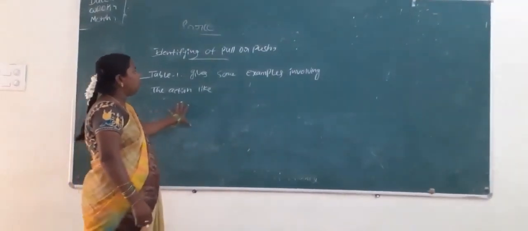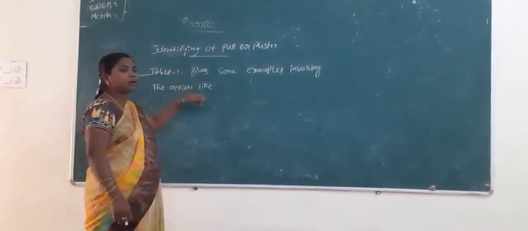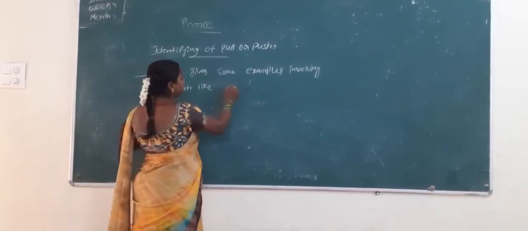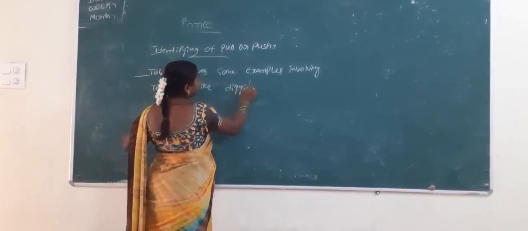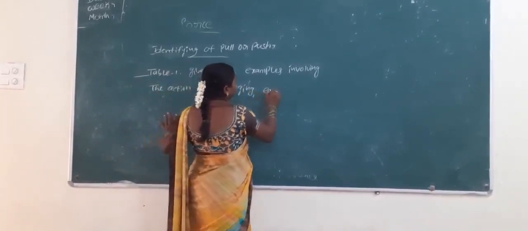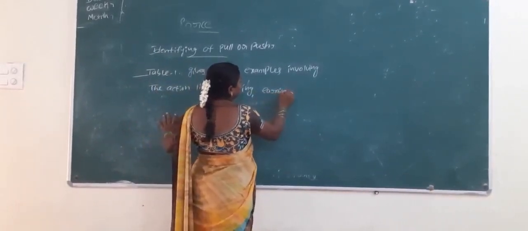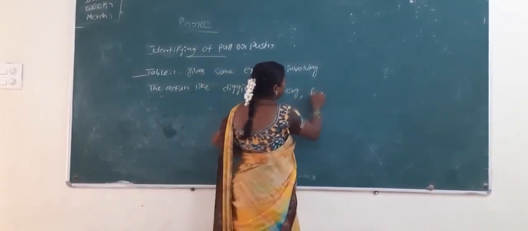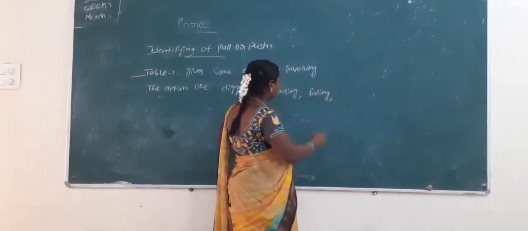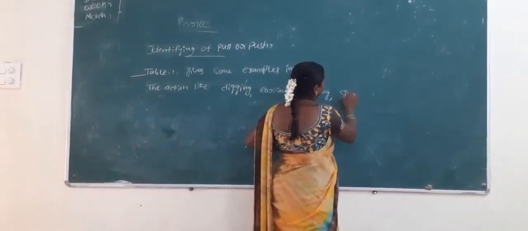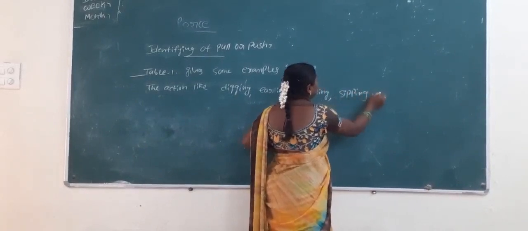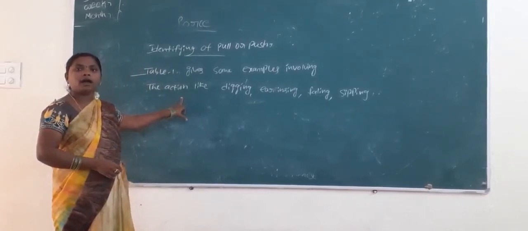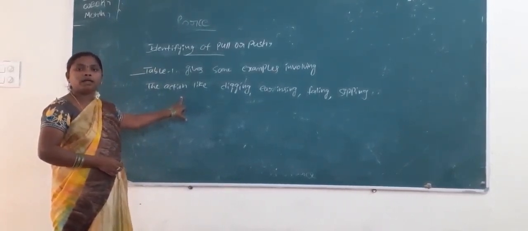Identifying pull or push. Table 1 gives some examples involving actions like digging, erasing, falling and sipping. These are actions that change an object by pull or push.